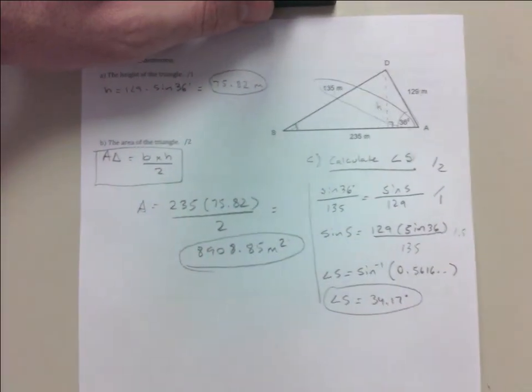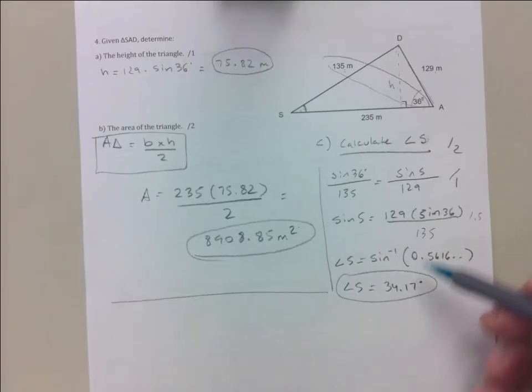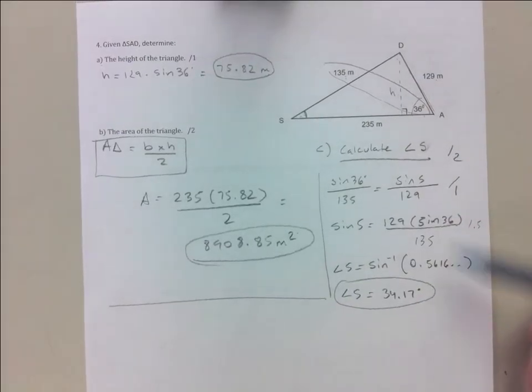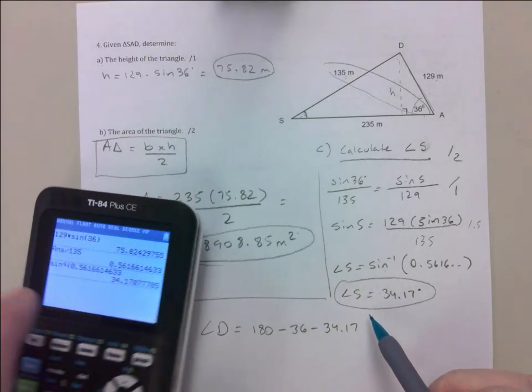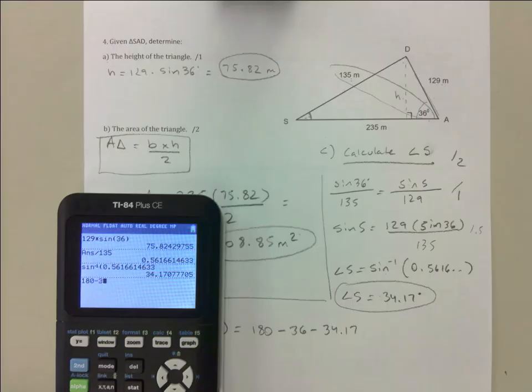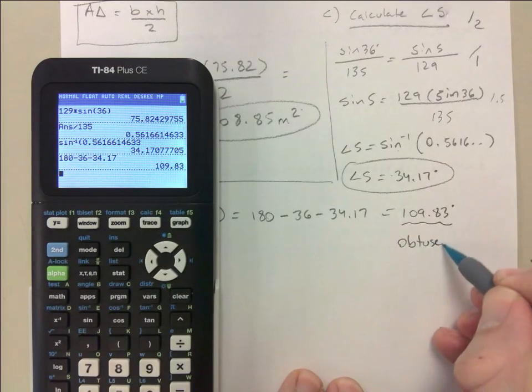And now this is the teachable moment here to prepare you for what's coming down the pipe, okay? What is angle D? Can we find out what angle D is now that we have 2 angles? Yeah, let's do that. You don't get marks for this, but let's just figure it out. That's 180 minus 36 minus 34.17, right? I subtract the other 2. Can you already tell what kind of angle that's going to be? It's 109.83. This is what kind of angle? Bigger than 90, we call those obtuse. Okay?